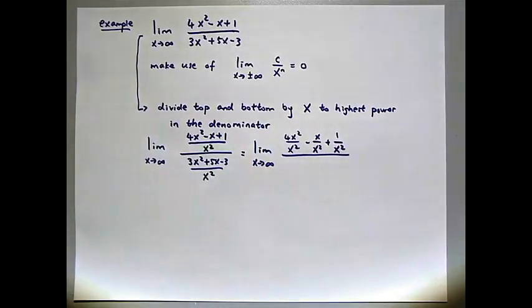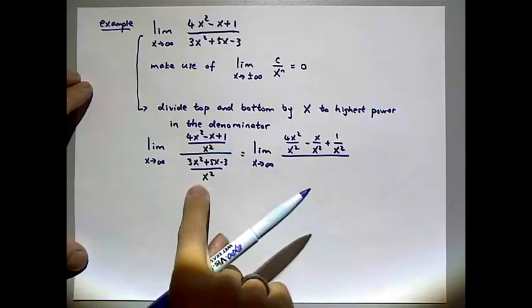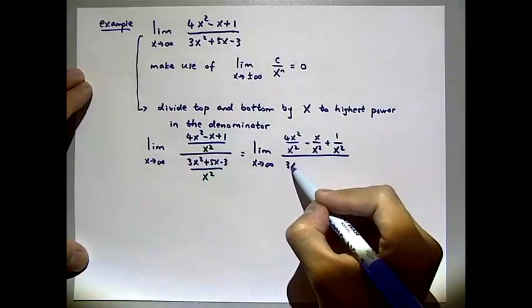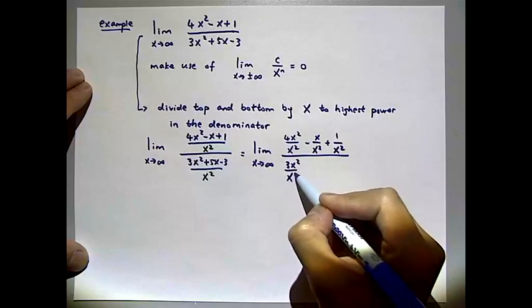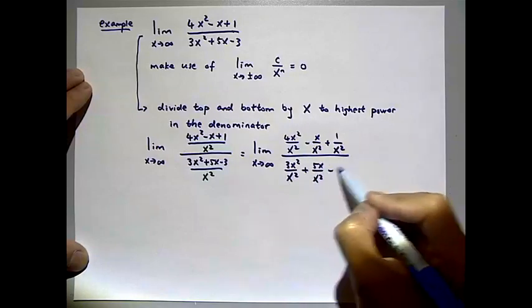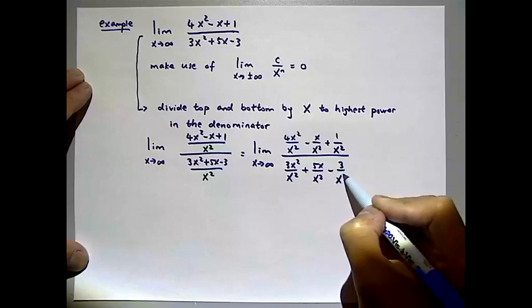Anytime you've got stuff added to or subtracted from each other, dividing by a common thing, all of these things get divided by the same common thing. Same thing downstairs: 3x squared over x squared plus 5x over x squared minus 3 over x squared.